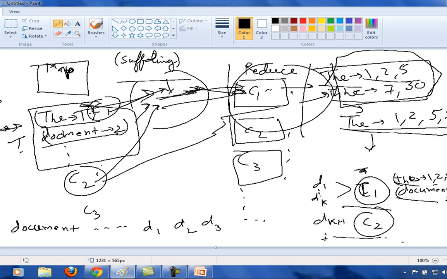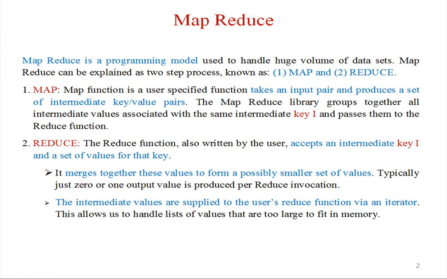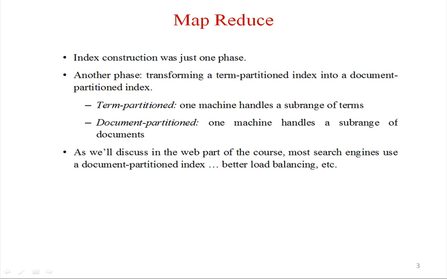Now it will be easy to understand how the MapReduce system actually works. MapReduce is a programming model because each part is flexible. You can write your own code to control every part, the mapping part, the reducing part, and in between mapping and reducing there is a shuffling part. It is used to handle a huge volume of datasets, and MapReduce can be explained as a two-step process known as map and reduce.